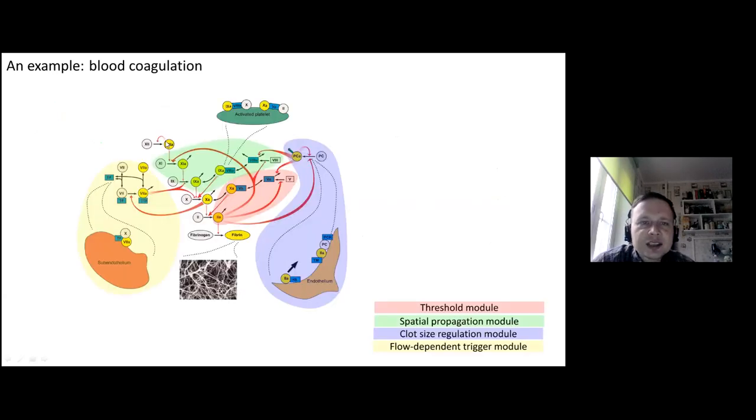And if we analyze roles of different parts of the coagulation cascade, we can ascribe specific functions to specific parts. For example, we were able to show that this positive feedback, factor 5 activation by thrombin, and then additional production of thrombin, is the module responsible for threshold activation of blood coagulation, meaning that at very low tissue factor concentration, blood coagulation is not activated at all, while at higher concentration, it is an explosive response. And this triggering is explained by this positive feedback, while longer range positive feedbacks are responsible for the spatial propagation.